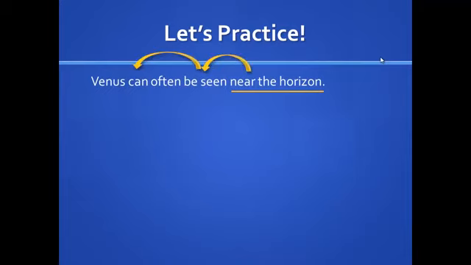Did you catch it? Near the horizon describes can be seen. It's a verb phrase. So in this case, it does describe more than one word because it's a verb phrase. And you need the whole phrase, can be seen. And since I already gave it away, we know that can be seen is a verb. So that makes near the horizon what type of phrase? If you're saying adverb, you're correct, because it is describing a verb phrase.